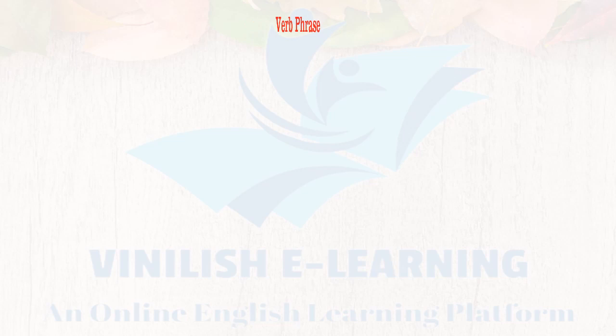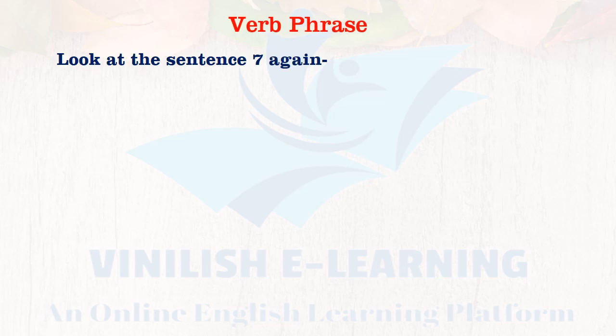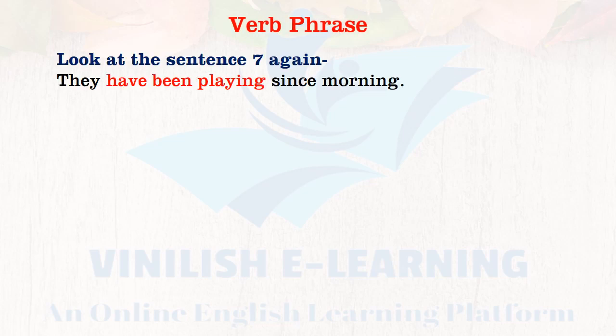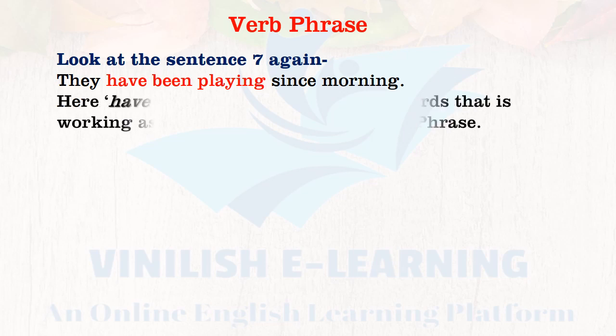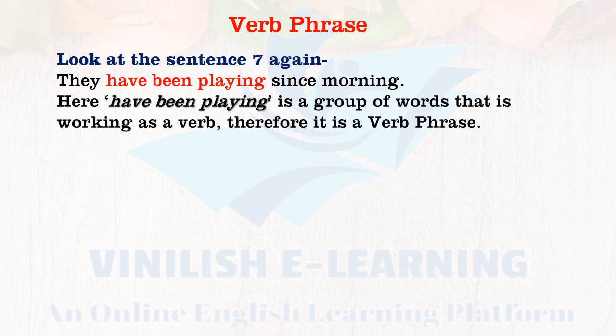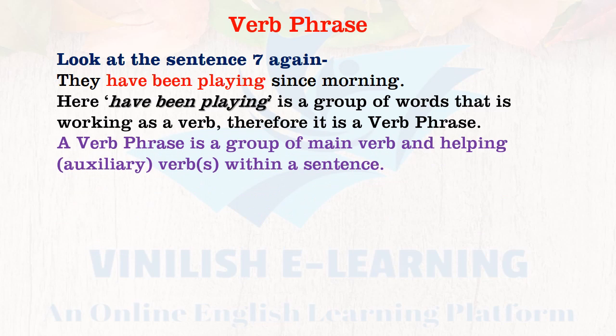Verb phrase. Look at this sentence again. They have been playing since morning. Here, have been playing is a group of words that is working as a verb. Therefore, it is a verb phrase. A verb phrase is a group of main verb and helping verb, that is auxiliary verb, within a sentence.